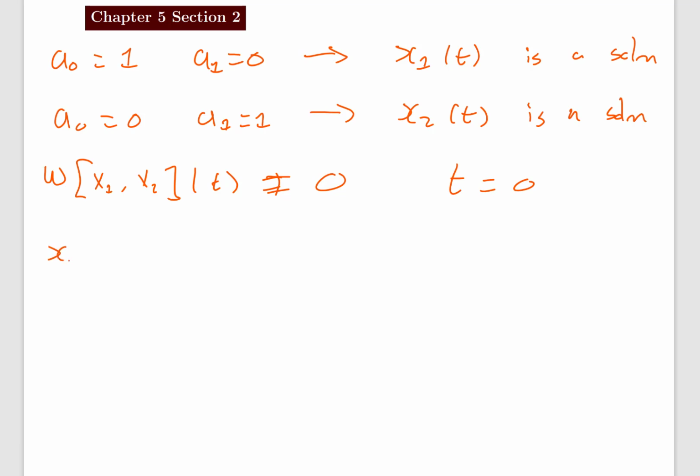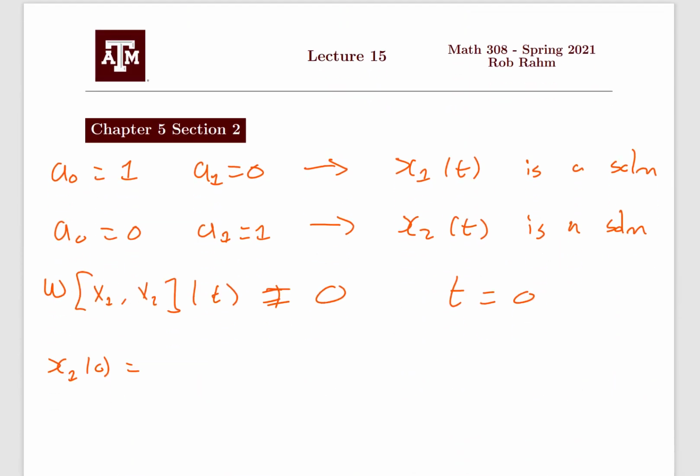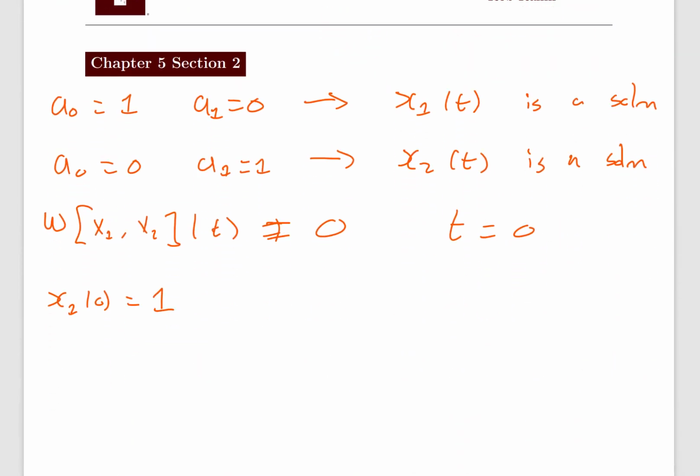So we need to compute x1 of 0. Okay, so if I come back up here to my formula for x1 and plug in t is equal to 0, well, what's going to happen? Well, when n is equal to 0, this is going to be 0 to the power of 0, which is 1, minus 1 to the power of 0 is 1, 2n factorial, if n is equal to 0, is also 1. So this tells me x1 of 0 is equal to 1.